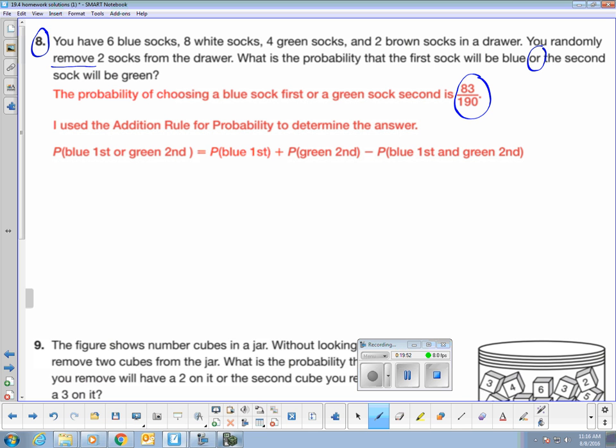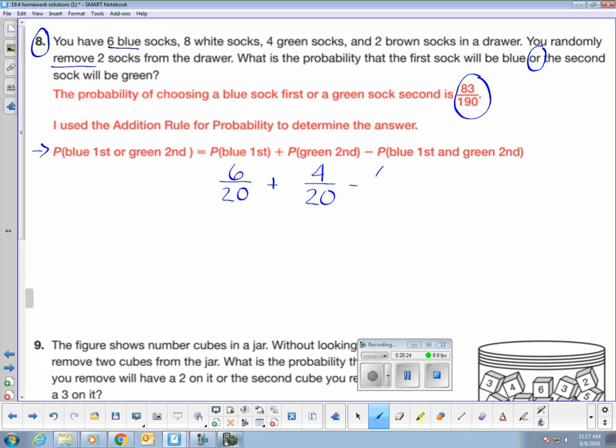Now, if we use the addition rule, as they have right here, all we have to do is remember a couple of things. Number one, the probability of getting a blue, there's 6 blue out of 20. And then the probability of getting a green second, now this is just getting a green on its own without any other givens. So the probability of just picking a green is 4 out of 20.